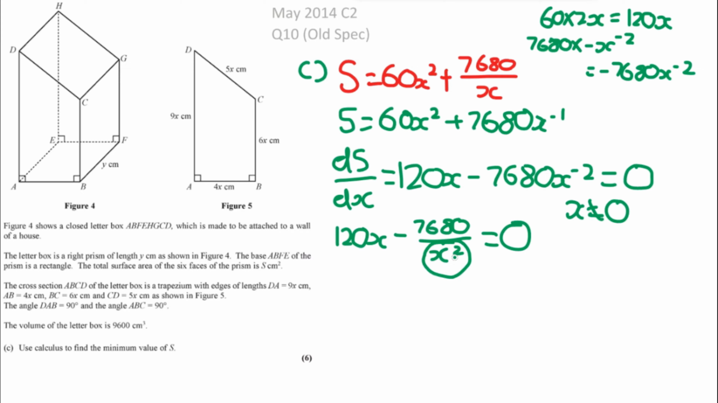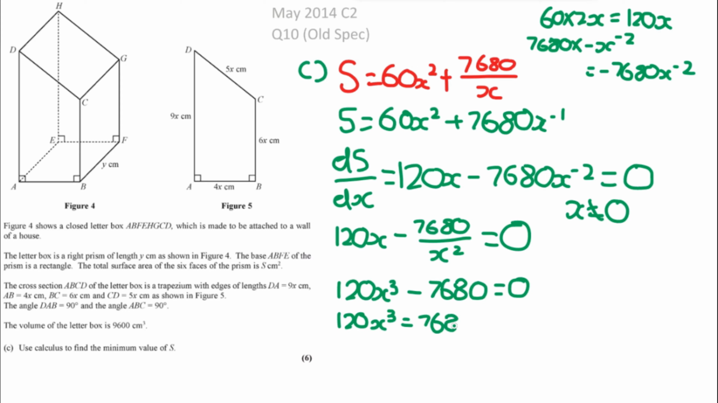I'm going to times everything by x squared to get rid of this denominator, so it's going to be 120x cubed minus 7680. This is equal to 0. Move the 7680 onto the other side to get 120x cubed. It's equal to 7680. Divide both sides by 120 to get x cubed is equal to, and it's going to be 64, and then x is going to equal the cube root of 64, which is equal to 4.